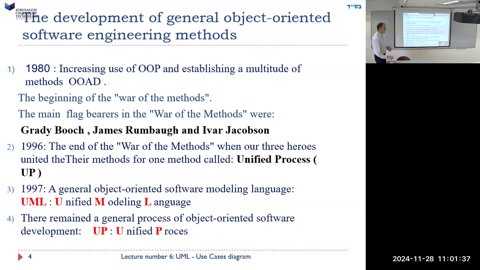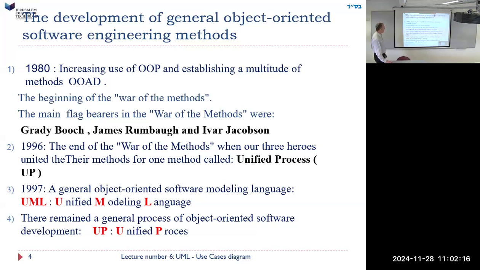People were teaching, or working at a company, and they just started doing something. So then there were different ways of doing it, and that's what we mean by the battle, or war, of the methods, because whose method is better. The main flag bearers of the war of methods were these three people: Grady Booch, James Rumbaugh, and Ivar Jacobson. The main one I always remember is Grady Booch. He's kind of famous because he's an interesting guy with long hair.